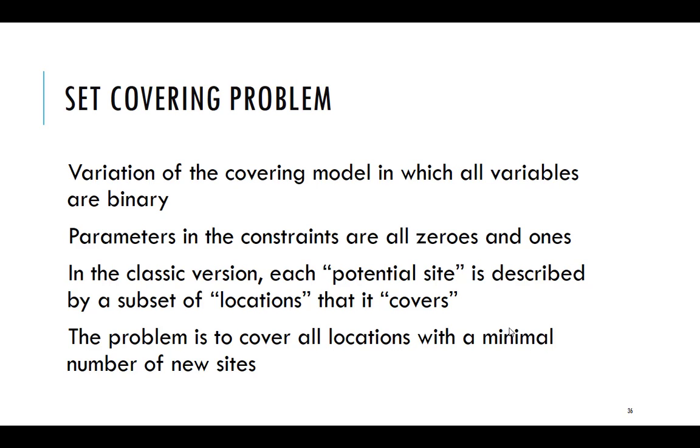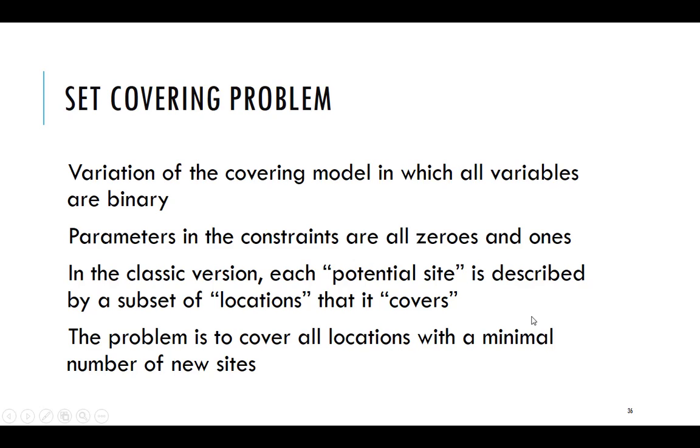So we're going to have a nice looking matrix that's all zeros and ones. In the classic version, each potential site is described by a subset of locations that it can cover. The problem then is to cover all the locations with the smallest number of new sites. Right? So let's look at the example.